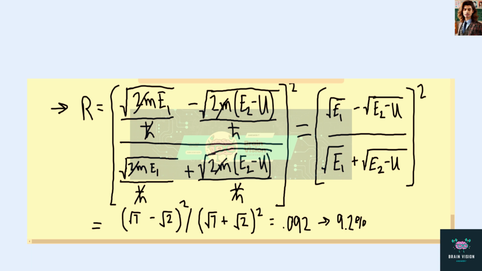Now, if you subtract 0.092 from 1, you'll get the transmission coefficient, which is 90.8%. Because our energy is greater than our potential, the particle is most likely to be transmitted, and that will happen 90.8% of the time.